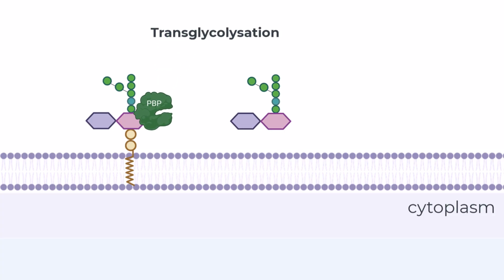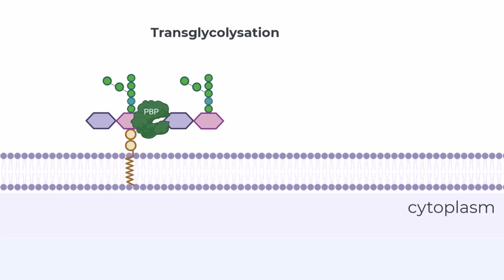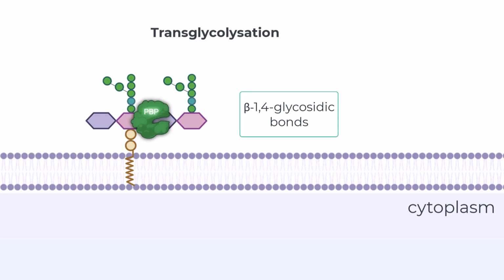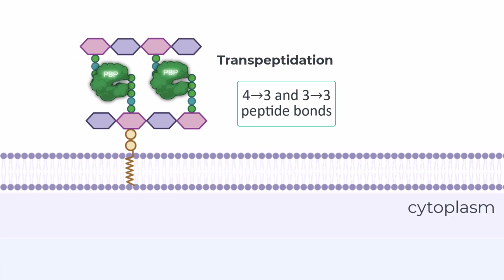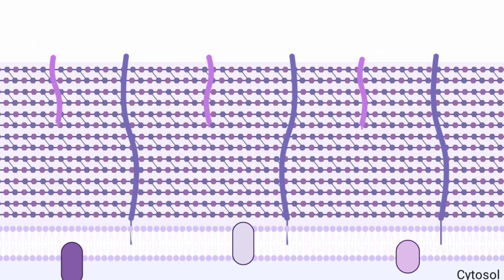A team of enzymes called penicillin-binding proteins, or PBPs, takes over. The first step is transglycosylation, where 1,4-glycosidic bonds are formed between the carbohydrates. Then during transpeptidation, other PBPs cross-link the interfacing peptides to create peptide bonds, while the terminal D-alanine gets cleaved away. Repeat this a couple of times and our peptidoglycan is formed.